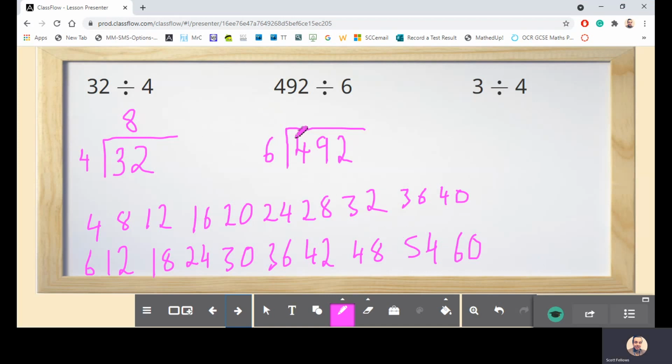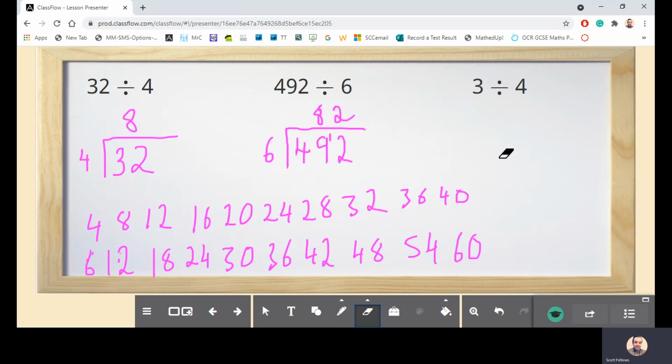Okay, so in your exam, you can write these out if you wanted to. So if you need to, so 6 into 49, so we've got 1, 2, 3, 4, 5, 6, 7, 8. That gets us to 48. So you write the 8, then the remainder, put next to the 2. Then we've got 6 into 1, can't go, 6 into 12, 1, 2. So 492 divided by 6 is 82.